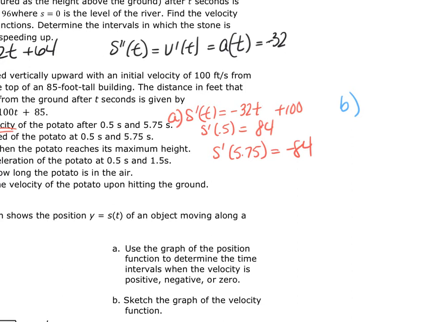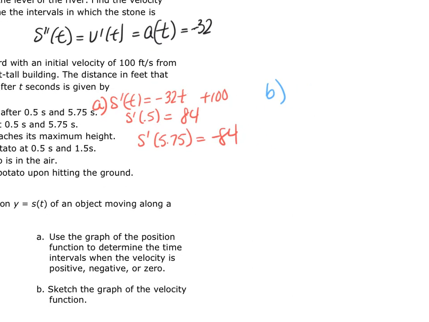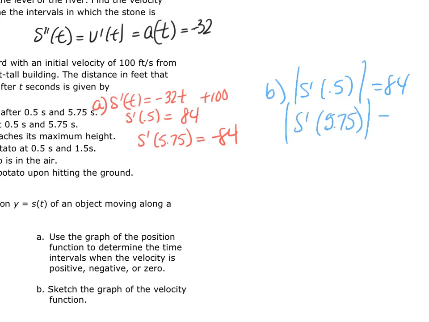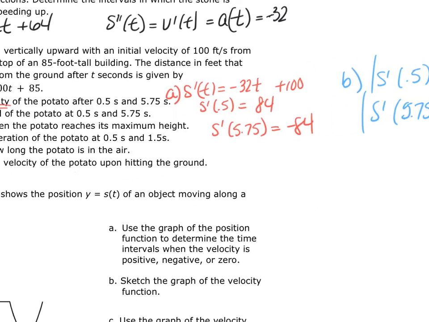84. It is strictly just 84 for both of them because speed does not have direction. So the speed, when you're doing s prime of 0.5, you do the absolute value, which is 84, and then s prime of 5.75, which is still just 84. They use the same units as feet per second. Yep, same units. What unit would it be? Feet per second. Yep, feet per second.